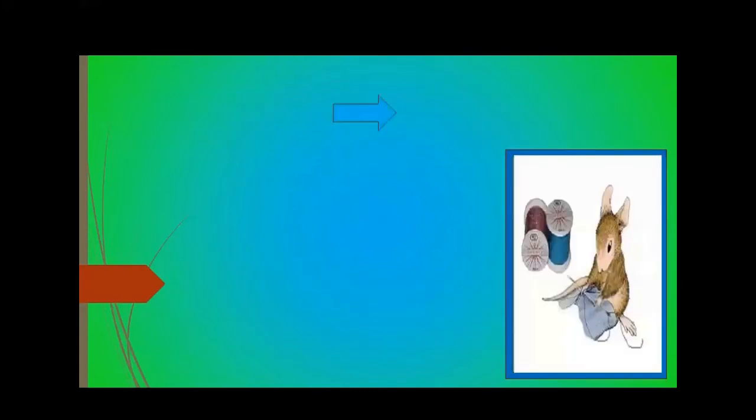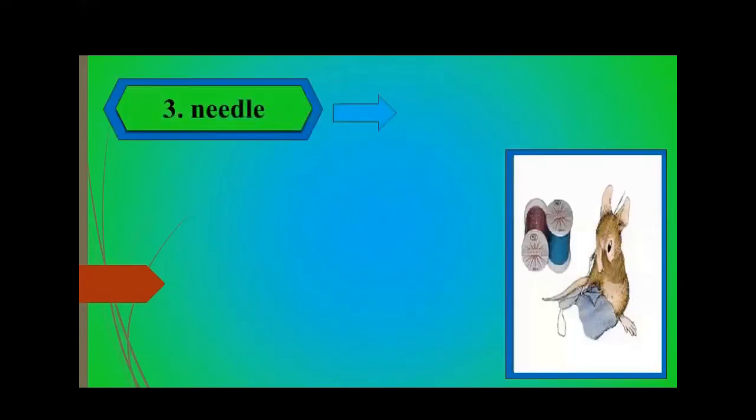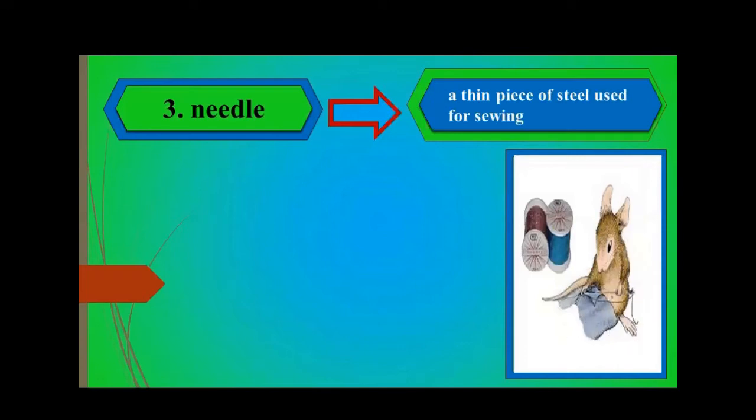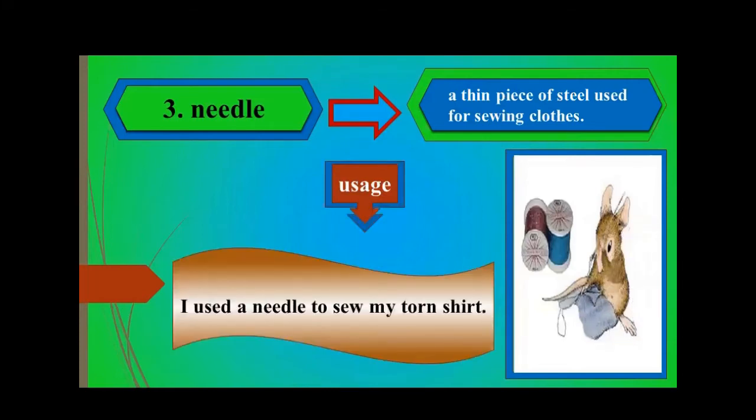Our third new word is needle. And what does the word needle refer to, children? It refers to a thin piece of steel used for sewing clothes. In this short video, you will find a mouse sewing a cloth. Sewing or stitching clothes is a regular sight at most of our houses, isn't it? So here we can frame the sentence. I used a needle to sew my torn shirt.